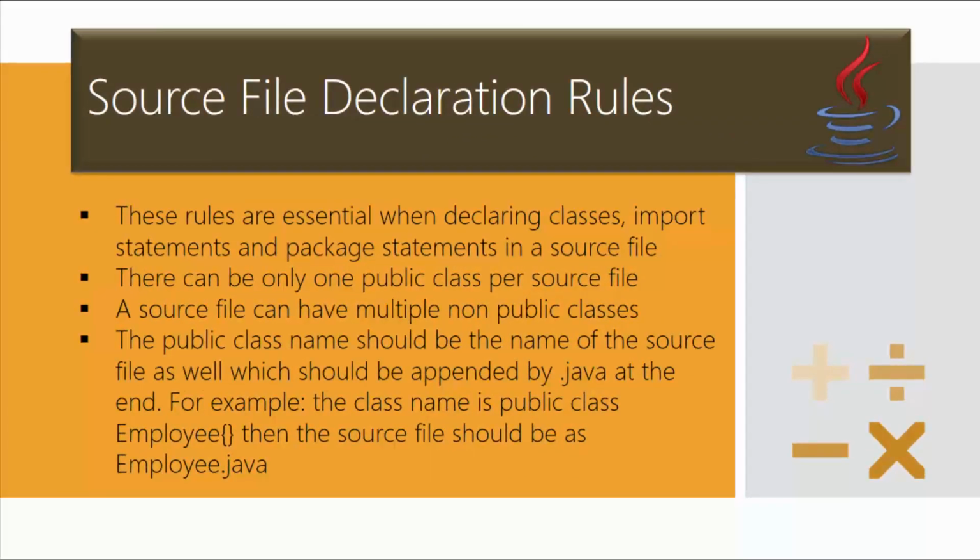The source file declaration rules, just to recall some of these rules, are essential when declaring classes, import statements, and package statements in a source file. There can only be one public class per source file. It's one of the rules. A source file can have multiple non-public classes, rule number 2. And then the public class name should be the name of the source file, appended by .java at the end. So for example, if the class is a public class called Employee, then the source file should be Employee.java. Okay, so keep those rules in mind.